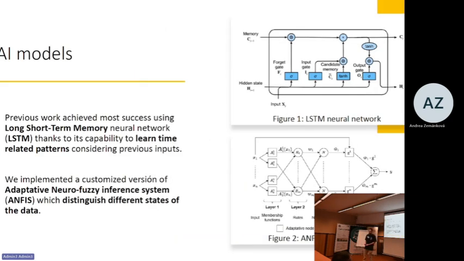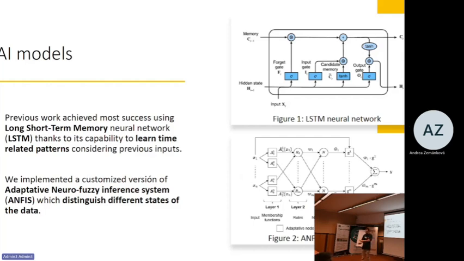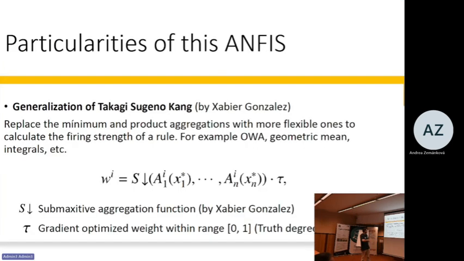Now, I'm going to talk about the models that work best for us. On the one side, we have LSTM neural networks, which are recurrent models that learn time-related patterns. And on the other side, we used an adaptive neuro-fuzzy inference system, which in this problem learns with fuzzy logic, distinguishing between different states of the data. For example, if the river is behaving normally, or if we have an anomaly, what kind of anomaly, how it's going to behave with this anomaly, and that kind of thing.